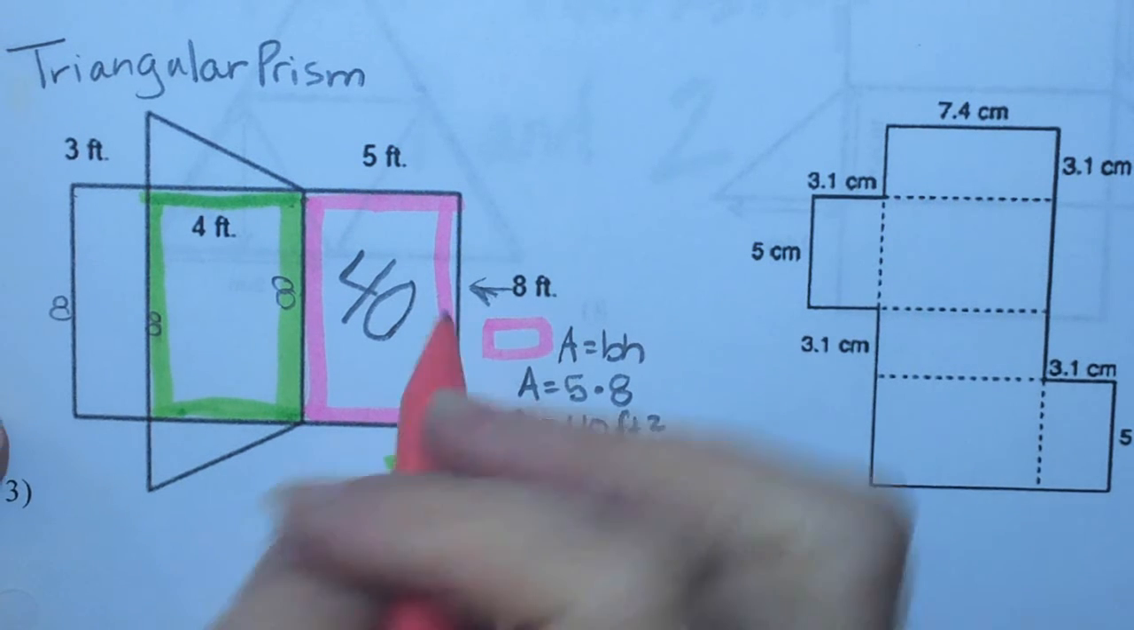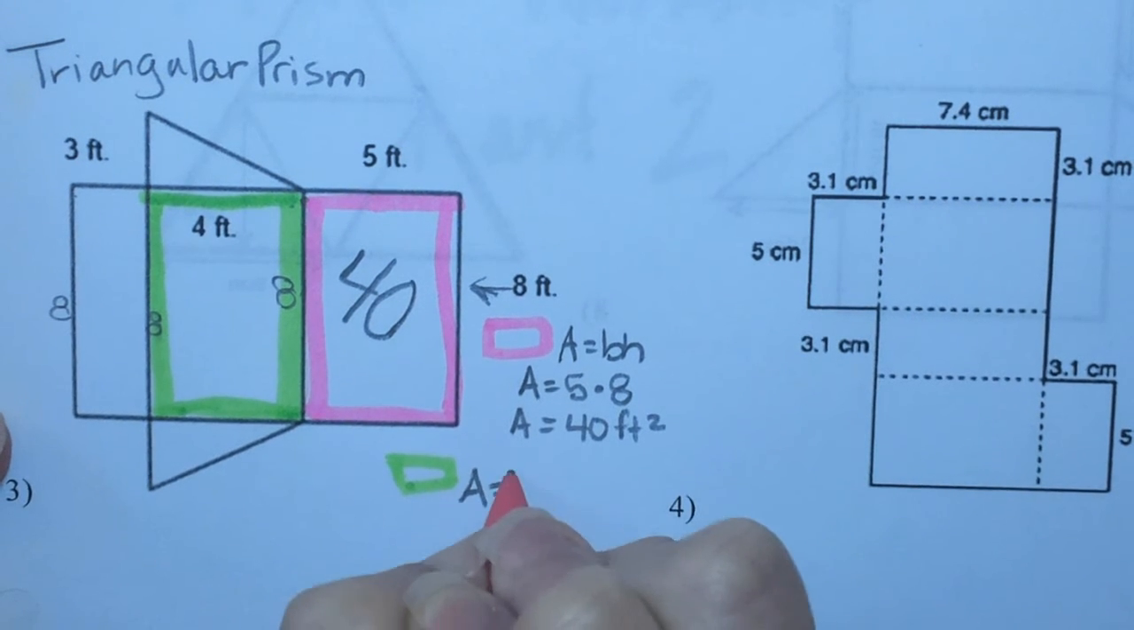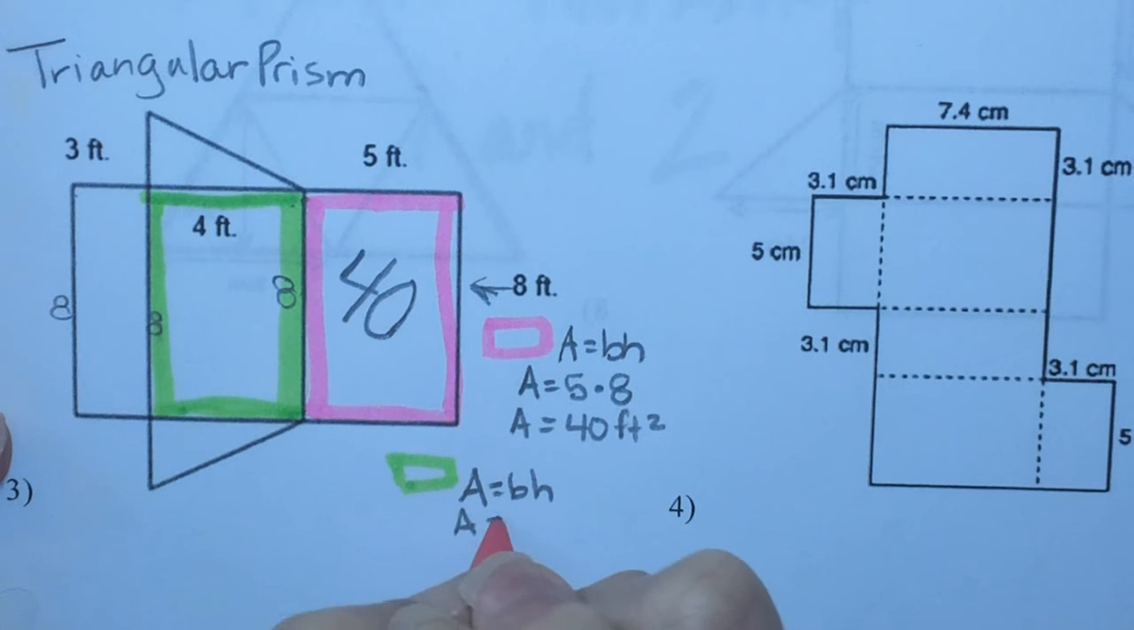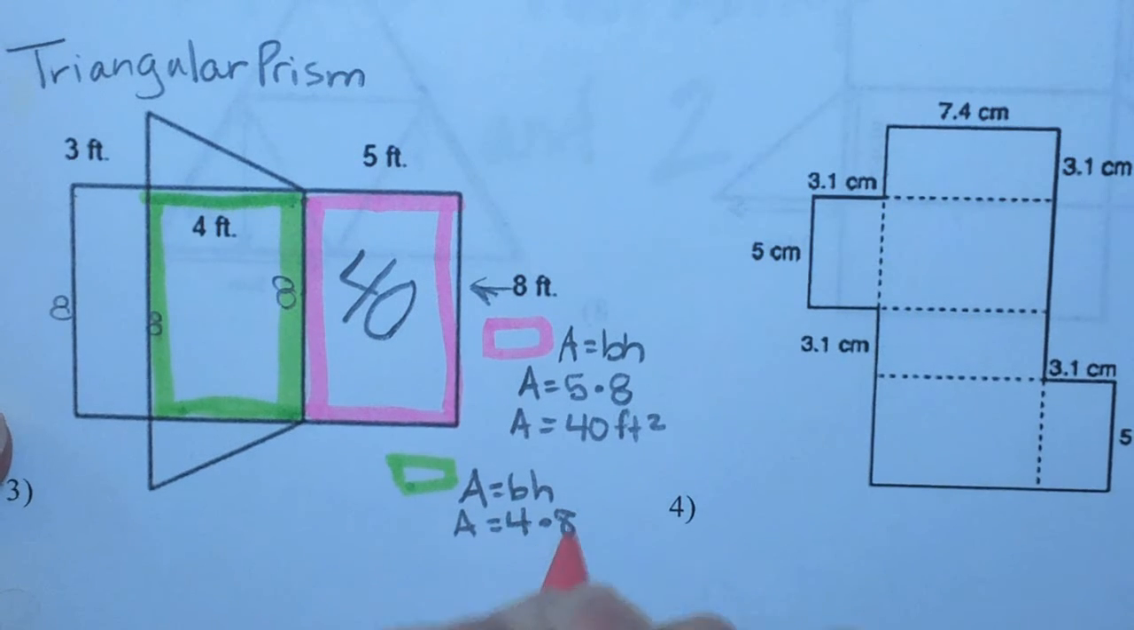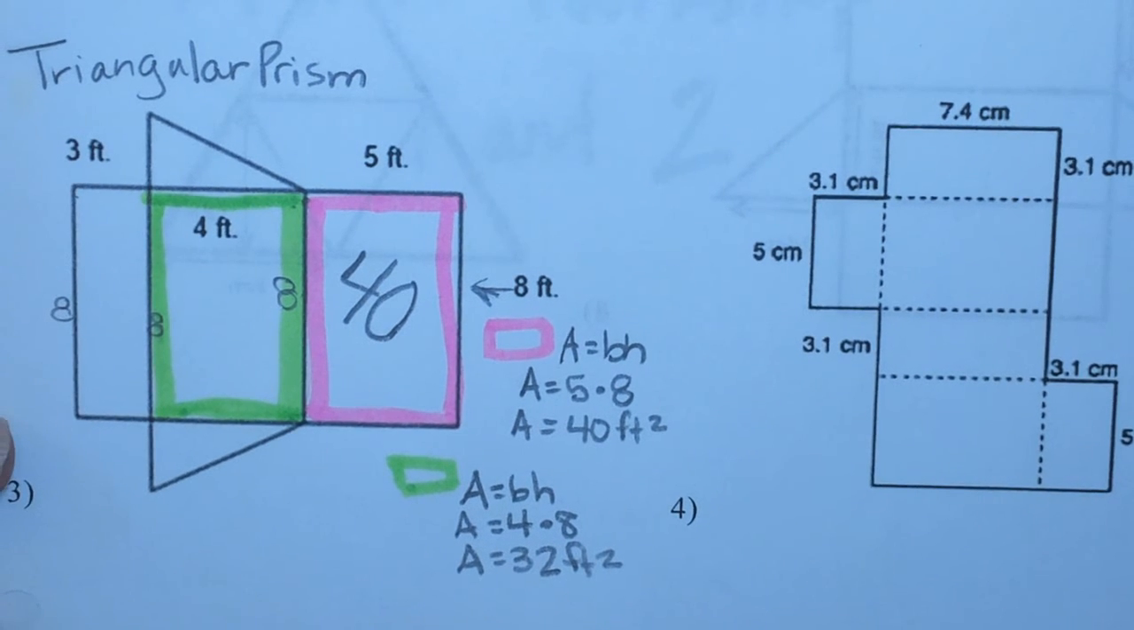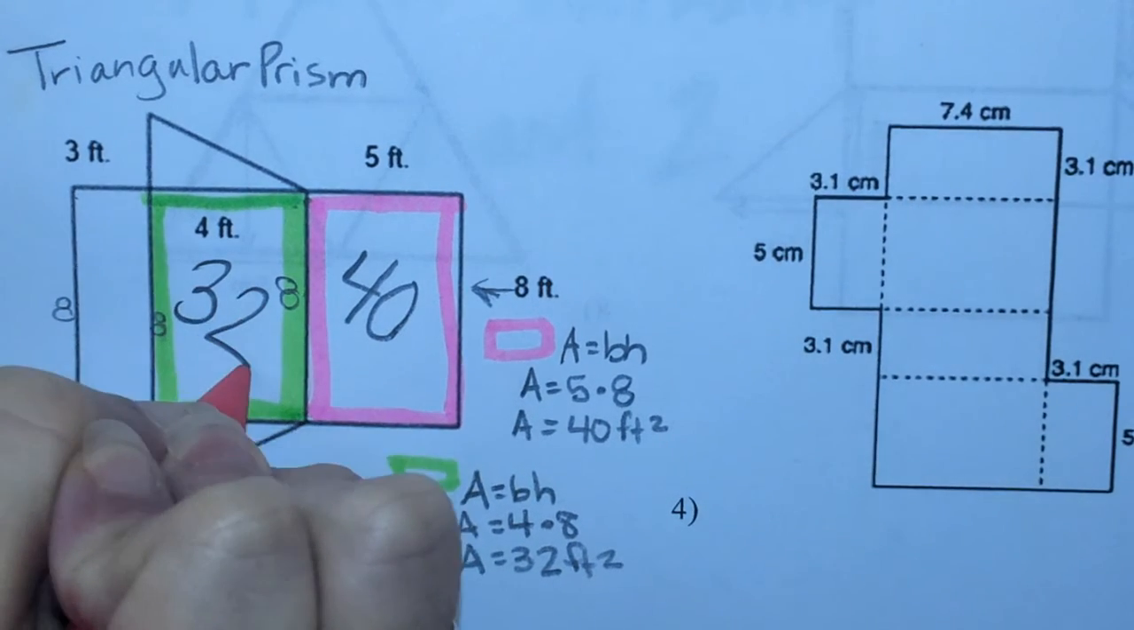Some of you haven't picked up your pencil in the last few minutes. It's making me wonder. Okay, which makes the green rectangle only 32.